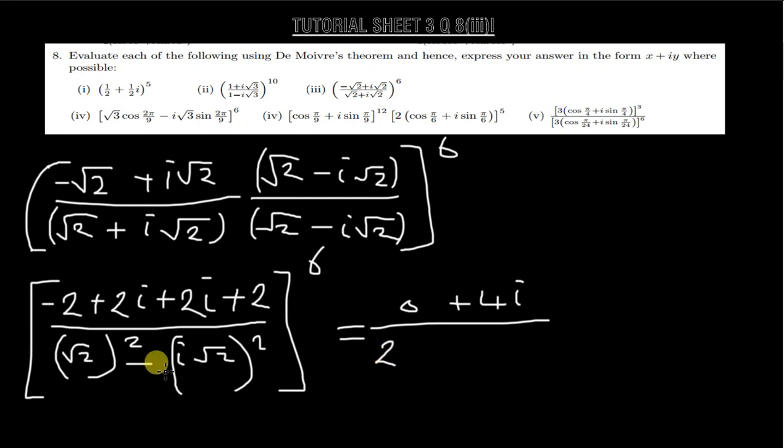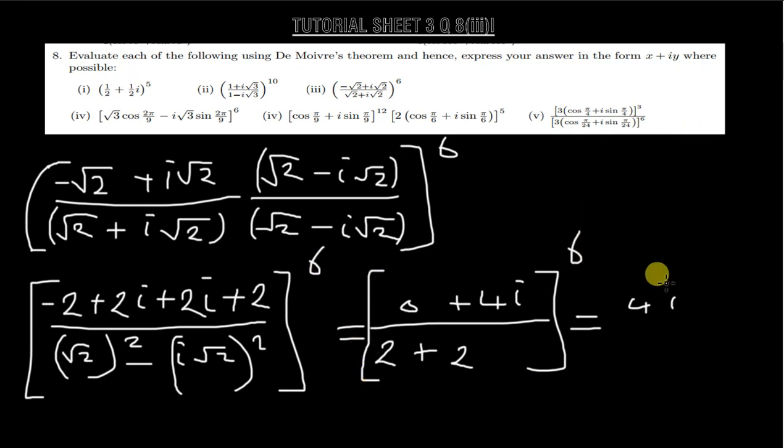And then the same applies to this part. i squared, you get your negative 1. Negative 1 times negative outside there, you get your positive. And then this root 2 squared, you get your 2. So this will be equal to 4i. Of course, don't forget to put your power 6 there. So this is going to be 0 plus 4i.